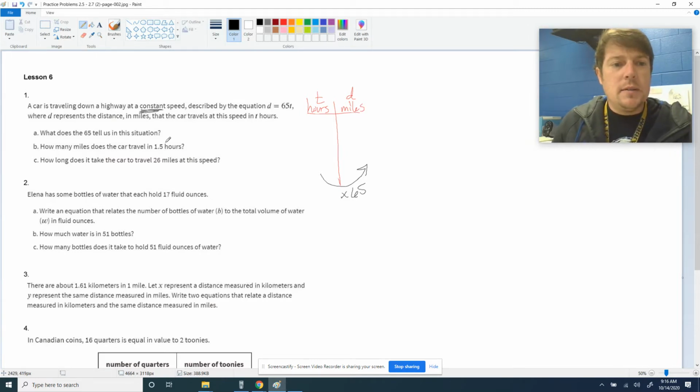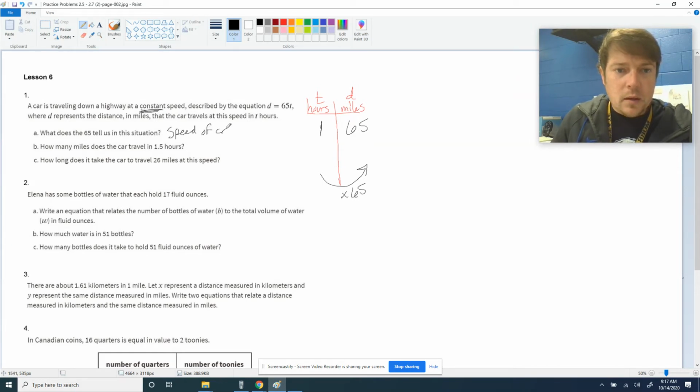So what does the 65 tell us in the situation? There's a couple of things you can write here. You could say it tells us the constant of proportionality. It also tells us that we go 65 miles in 1 hour, right? It's telling us that. We could say it's the speed of the car. We could say constant of proportionality. Lots of different things we could say that number is helpful for us. Very helpful. How many miles it goes per hour.